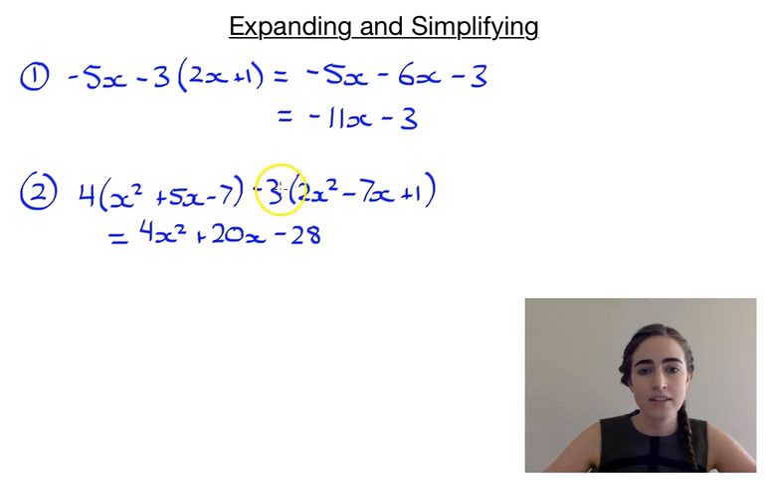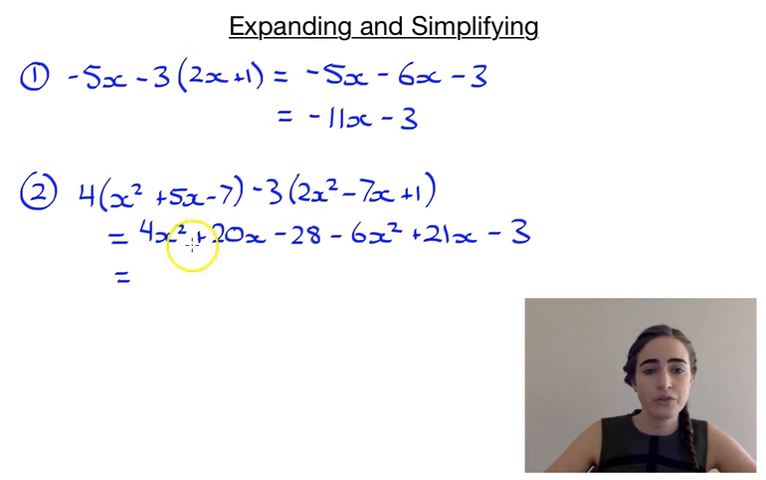So we've got minus 3 times 2x squared would give us minus 6x squared. Minus 3 times minus 7x would give us plus 21x. And minus 3 times positive 1 would give us minus 3. So again, that's all our expanding done. Now we need to collect like terms.